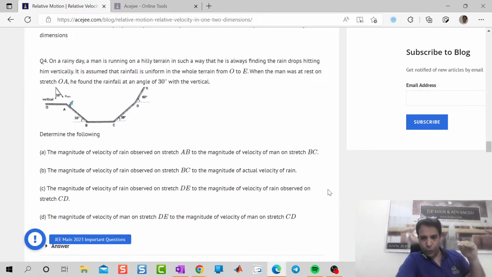So the rain is falling uniform. When it is at the stretch OA, the rain seems to be making an angle of 30 degrees with the vertical. Rain is making an angle of 30 degrees with the vertical.